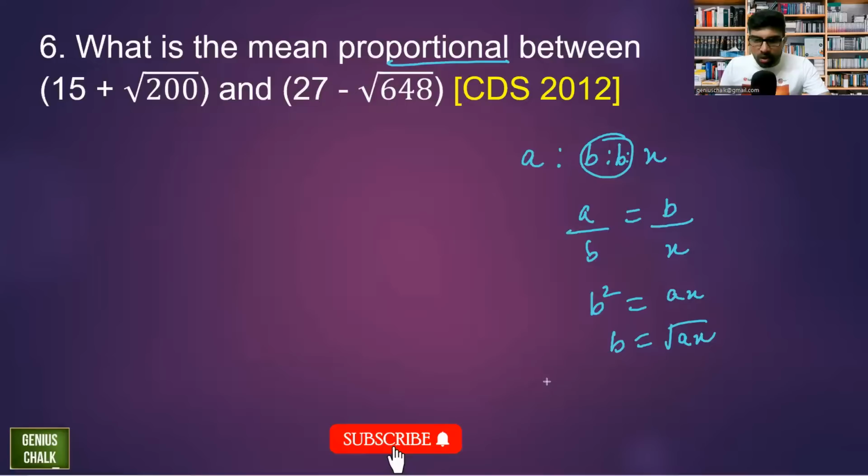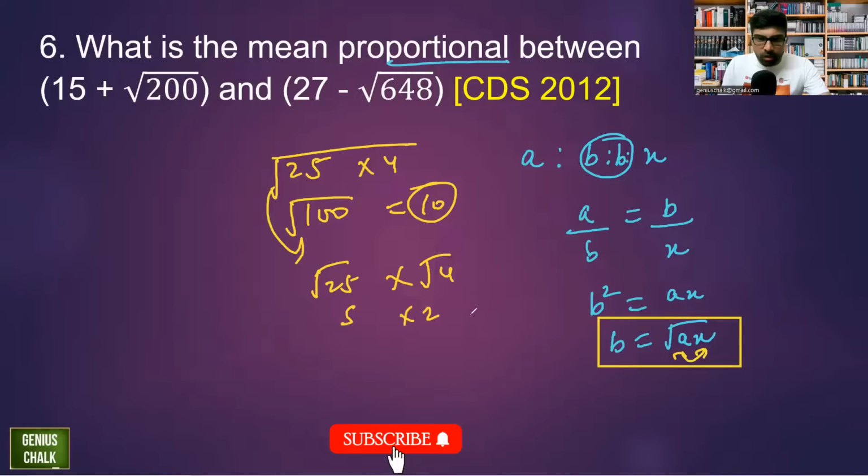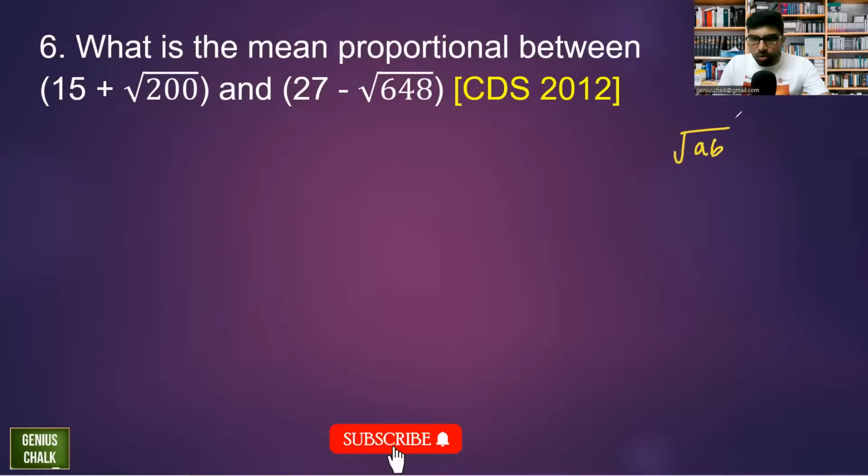Mean proportional means whatever numbers we are finding the mean proportional of, we just multiply these two numbers. For example, if I ask you what is the mean proportional of, let's say, 25 and 4. You will just multiply those numbers and put them in the square root. So it is square root of 100, and that is 10. Right? You can do it like this also. Root of 25 we can write separately, root of 4 we can write separately. That is 5 into 2, that is also 10. So what is mean proportional? It is basically the root of the product of two numbers.